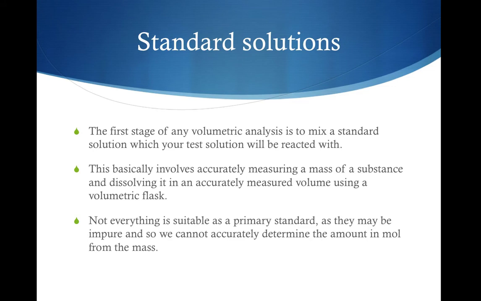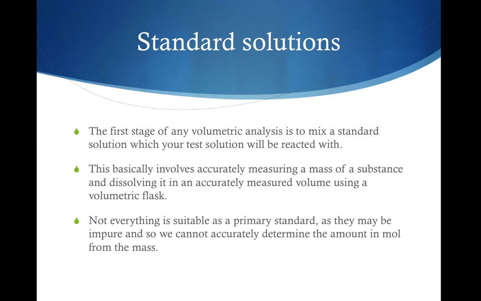First thing you've got to do is make a standard. To make the standard, you weigh out very accurately a mass of a substance that you know the molar mass of. It has to be something which is pure, but it also has to be something that we can access quite easily. From the mass we can find the amount in mole.